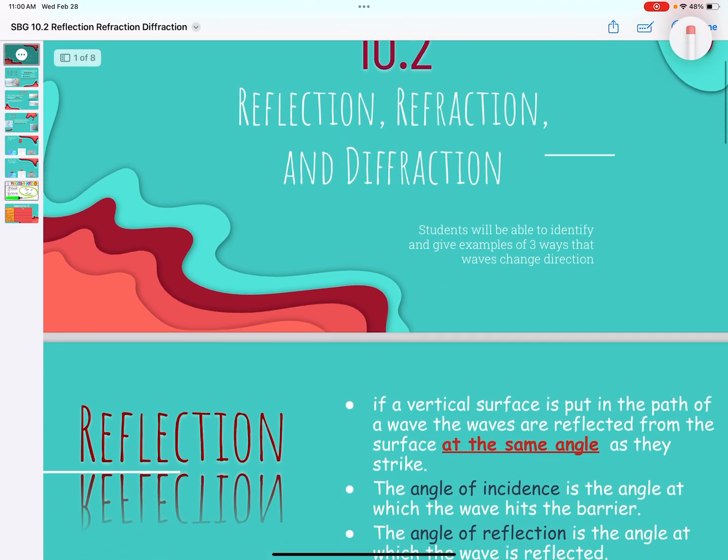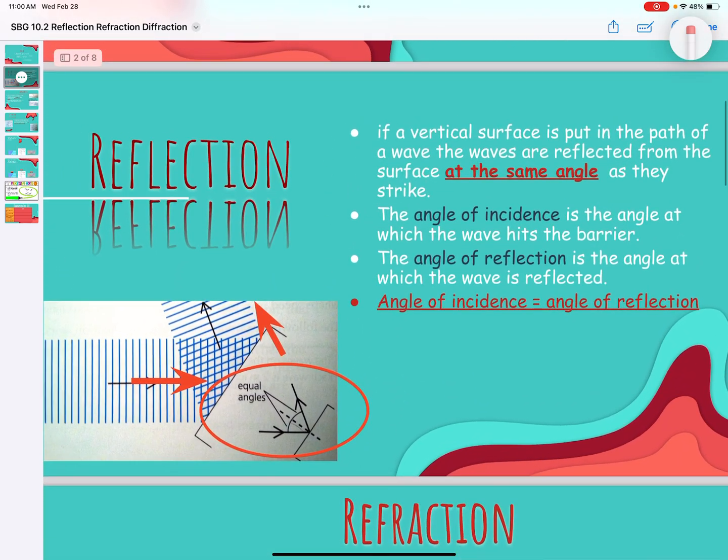The first one that we're going to be looking at is reflection. So reflection happens when a wave runs into an object that it cannot pass through. Think of a sound wave in a cave bouncing off of a wall, or a light wave bouncing off of a mirror. We refer to those things as reflection. So if a vertical surface is put in the path of a wave, the waves are reflected from the surface at the same angle that they strike.